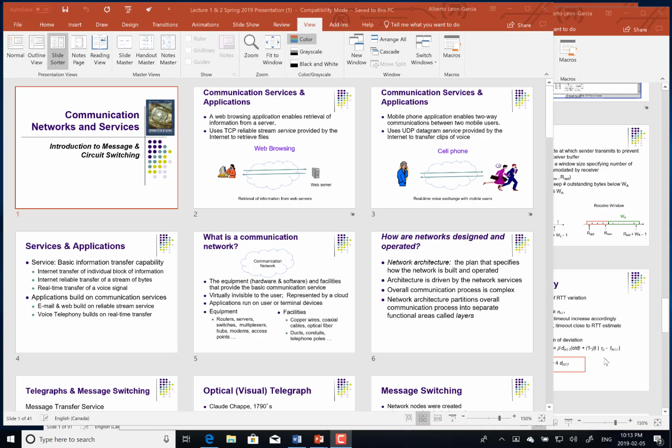Okay, let's start this review for the midterm. I'll start with the first set of charts, which corresponds to chapter 1.